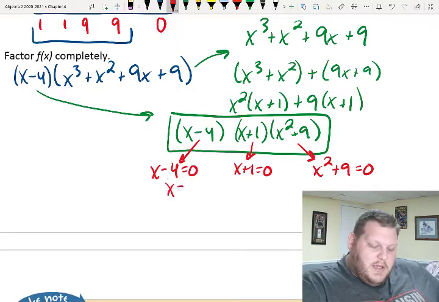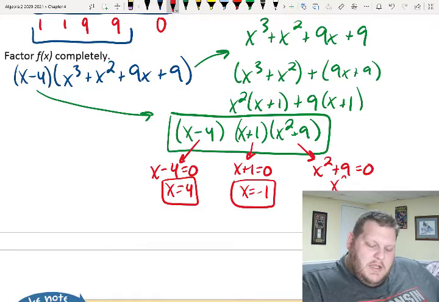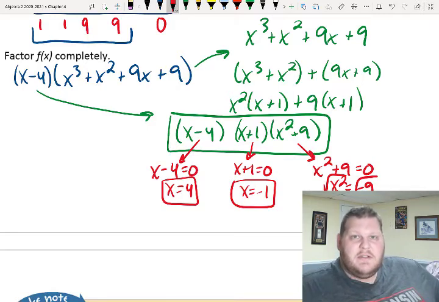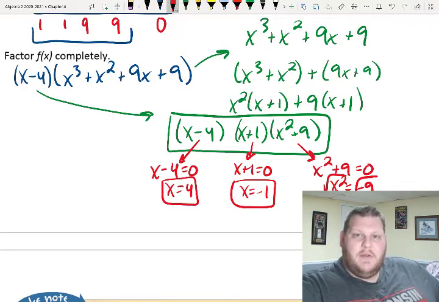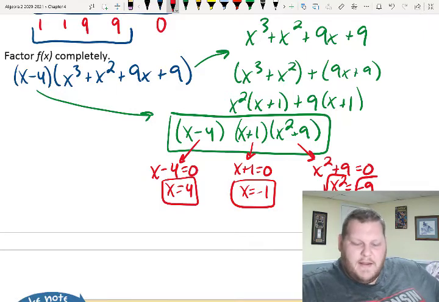So this gives me x equals a positive 4. This gives me x equals a negative 1. This one, x squared equals negative 9. So when I square root both sides, x equals plus or minus 3i. If we go back to what we looked at last semester, remember your i's? They're about to come back for us. That would be your solutions, and it's totally fine to just leave it like that.